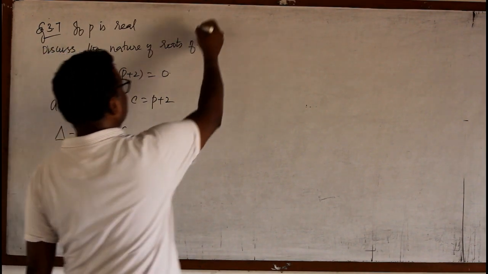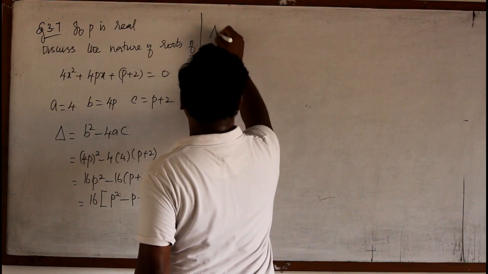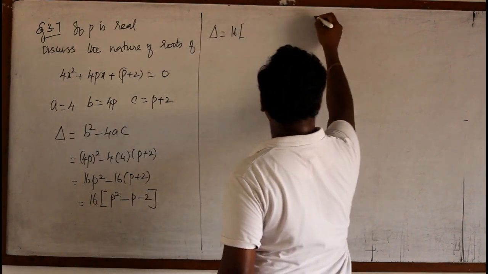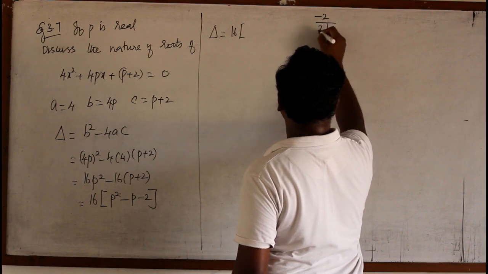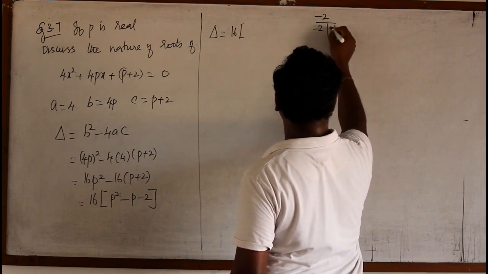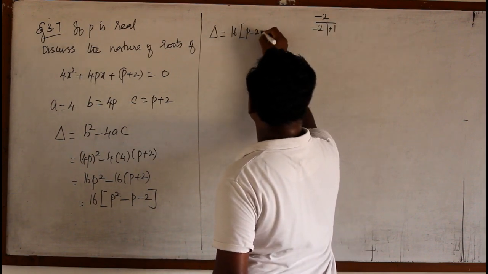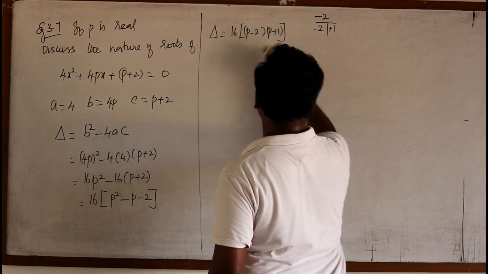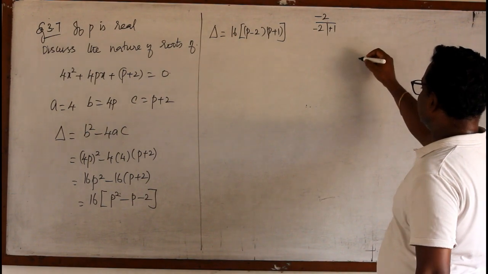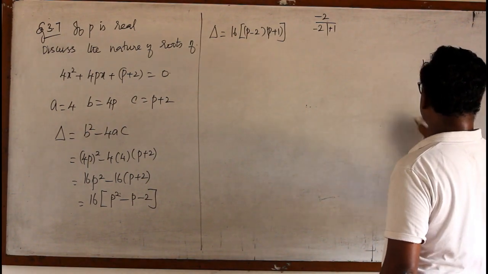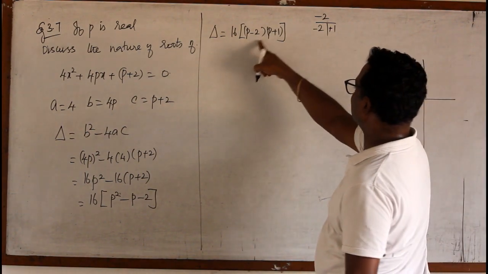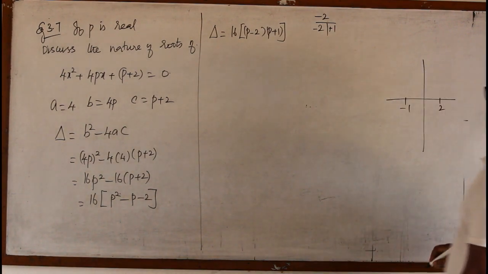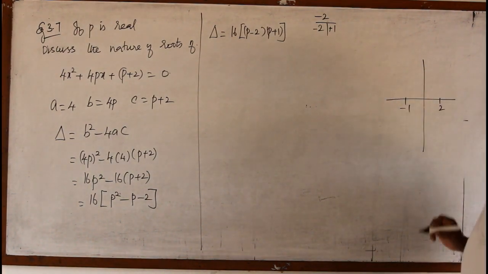This is a quadratic form. So delta equal to 16 into, you can factorize minus 2 as minus 2 plus 1, it is p minus 2 into p plus 1. Suppose if it is equal to 0, then p equal to 2, p equal to minus 1. So here it is 2 and here it is minus 1. So this is the range.